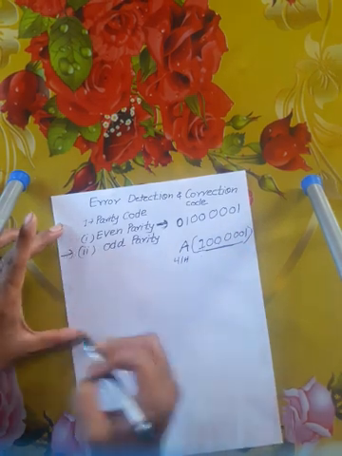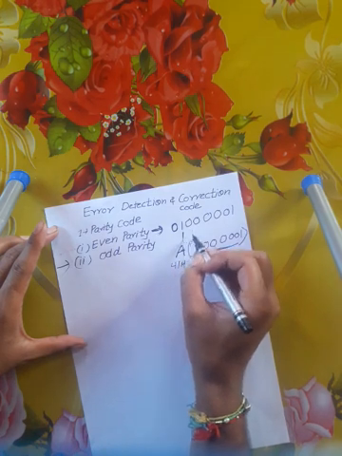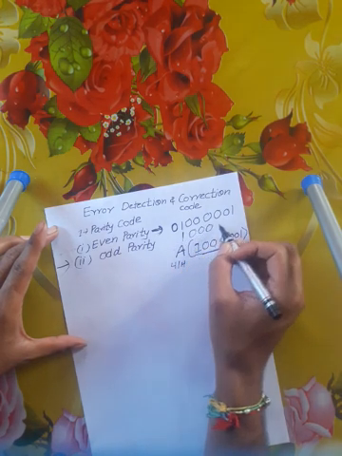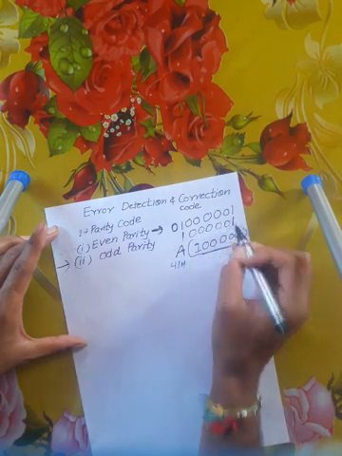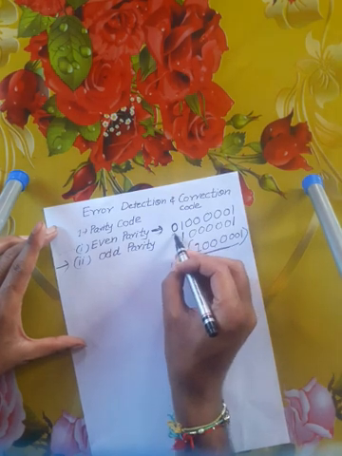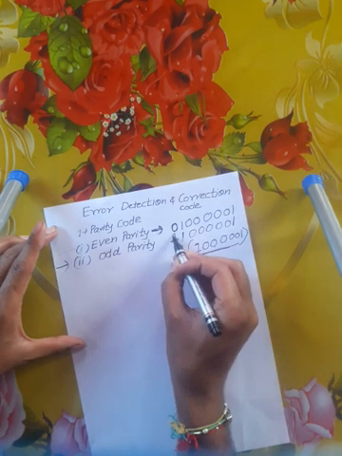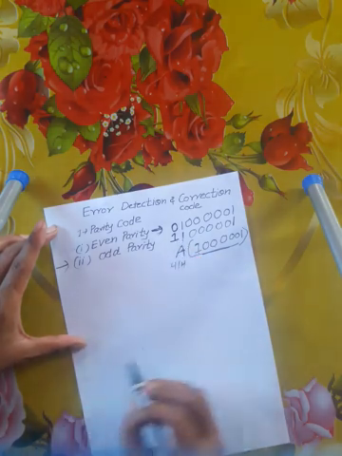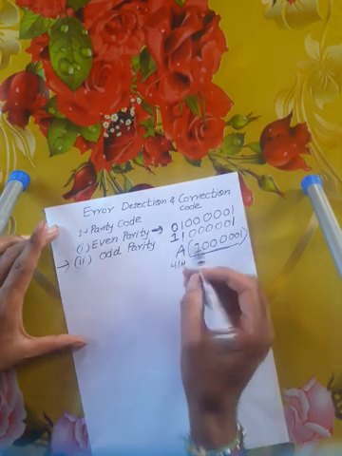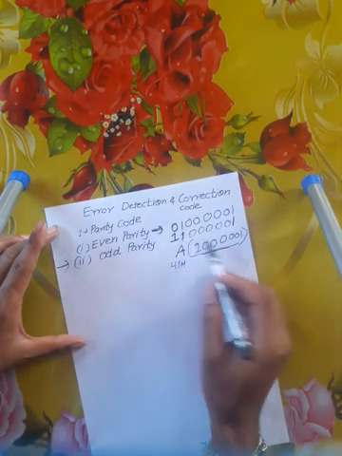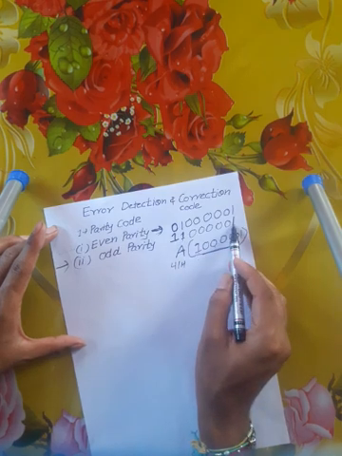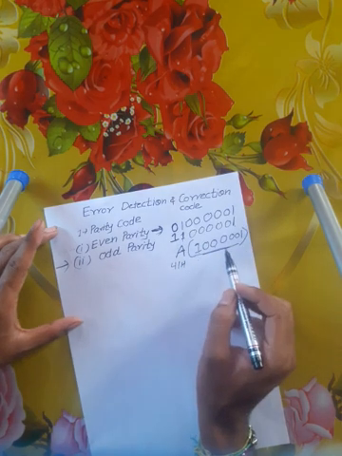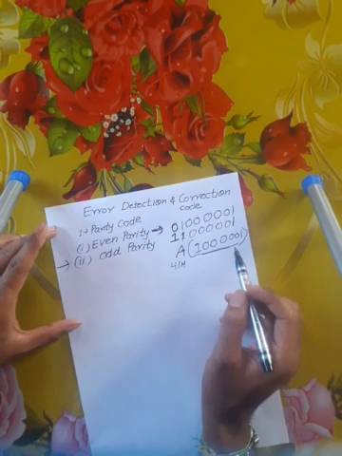And for odd parity, this is your message bits 100 0001, and now you will add 1. This 1 is your parity bit. Now the total number of ones is odd: 1, 2, 3. In this way you can determine even parity and odd parity.